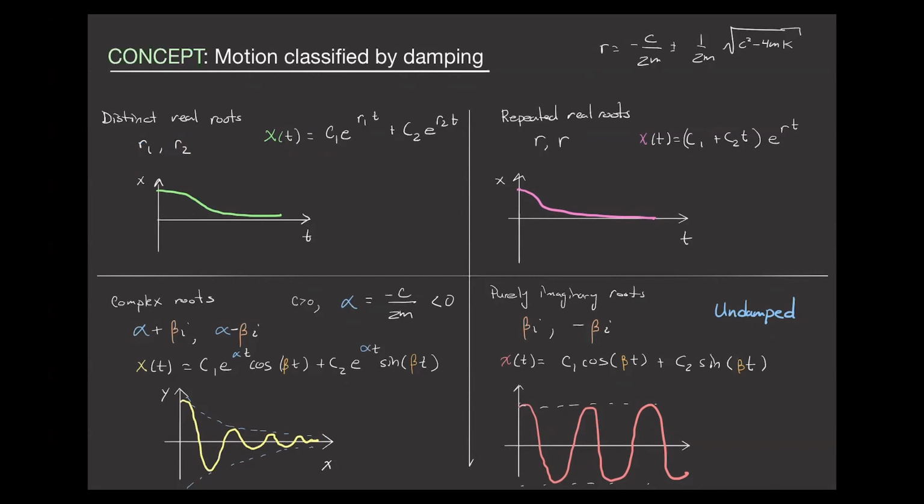But either way, if C is 0, you won't get any value here. That'll be 0. And M and K are positive, so you get the square root of a negative number, so you'll get imaginary only. So once C is 0, it forces you, in this case, to have imaginary roots. And we call that undamped. There's no damping.